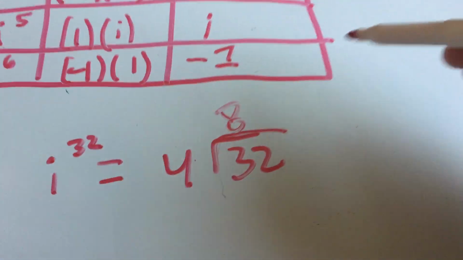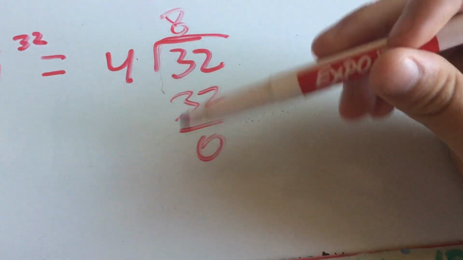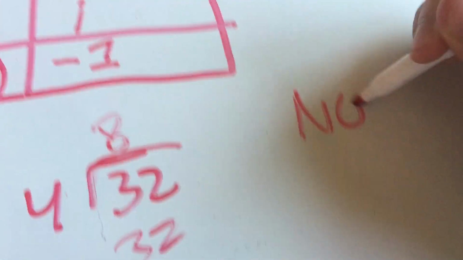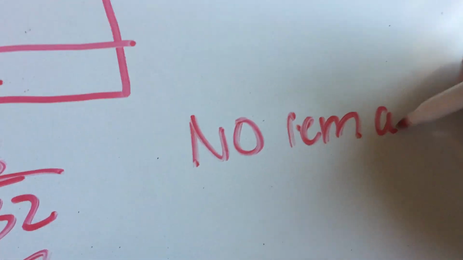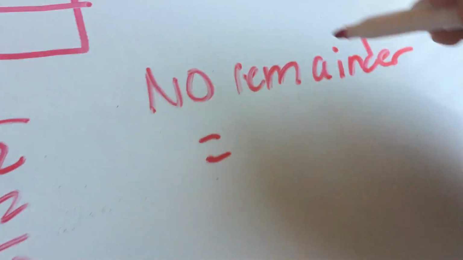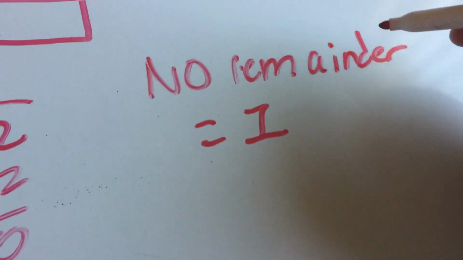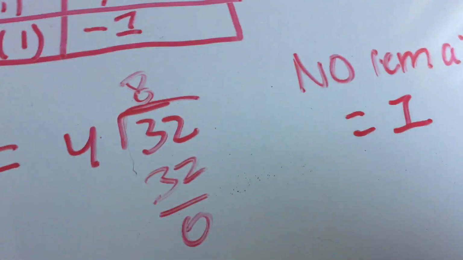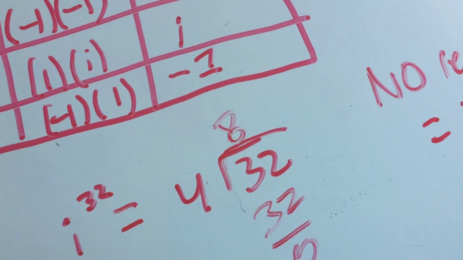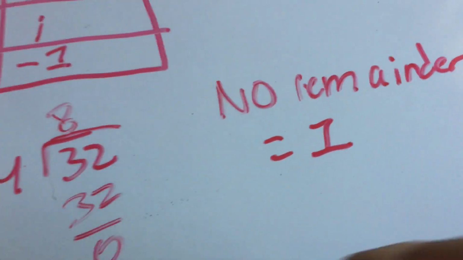So there's no remainder. That means if there's no remainder, it's just 1. Alright. And yeah, no remainder is just 1.